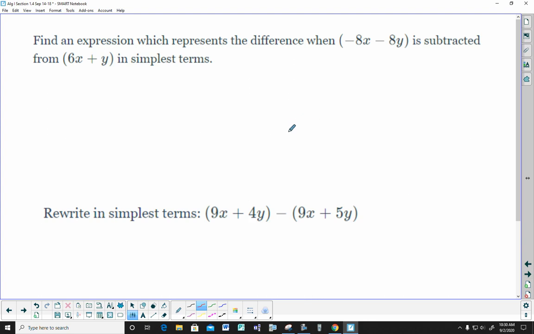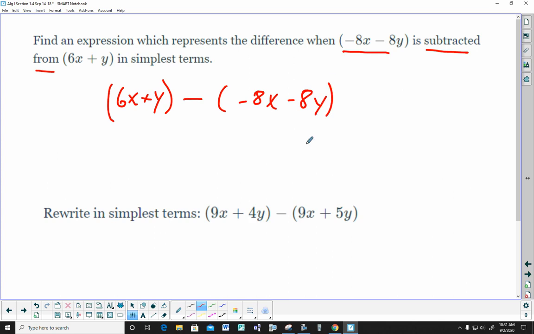All right, then you're going to get questions that look like this. Find an expression which represents the difference when this whole thing is subtracted from that. This is being subtracted from this. So you have to write 6x plus y subtracting the -8x minus 8y. Because there is no coefficient hanging out in front, well, technically there's a 1, but because there's no action happening out here, this parenthesis can really just go away.